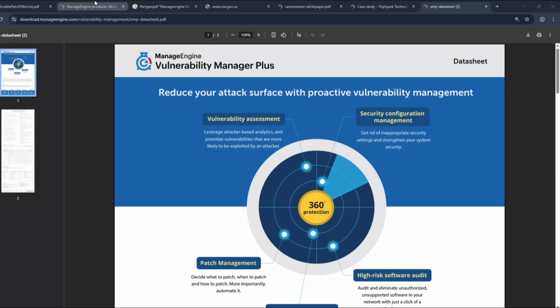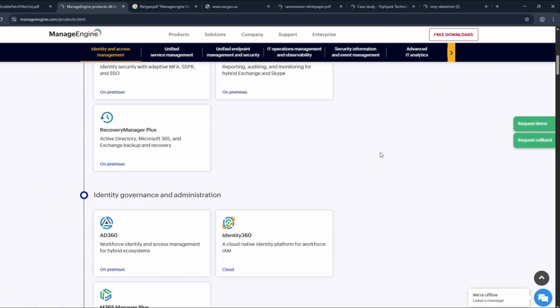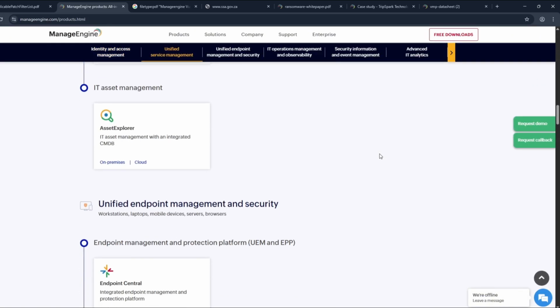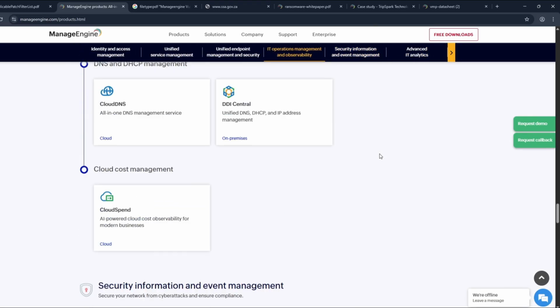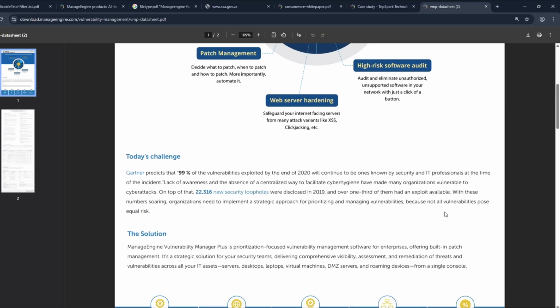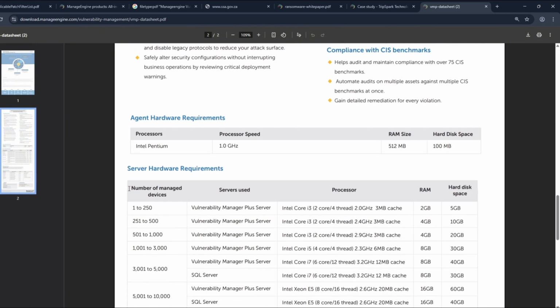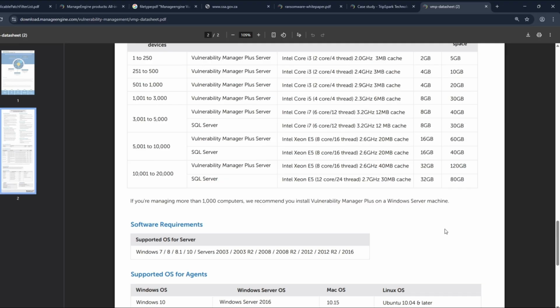Now we'll discuss ManageEngine, which gives you IT and security solutions for organizations. Here are all the solutions ManageEngine provides. And yes, one of the solutions is ManageEngine's Vulnerability Manager Plus tool that we are looking forward to. And here are the hardware requirements for the tool. If you want to monitor 1 to 250 devices, you need 2 GB RAM and 5 GB hard disk space. I will recommend 8 GB RAM and 30 GB hard disk space because this will work better.